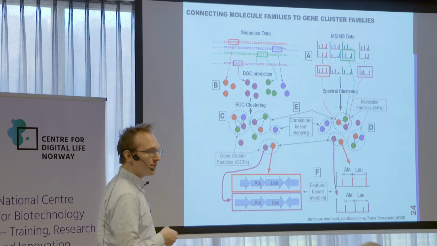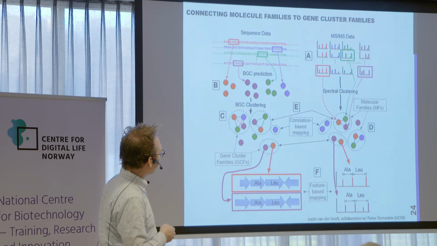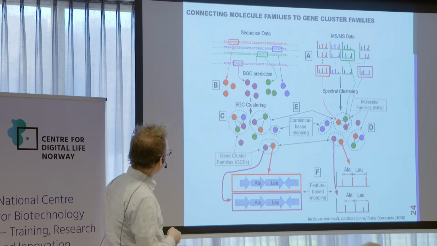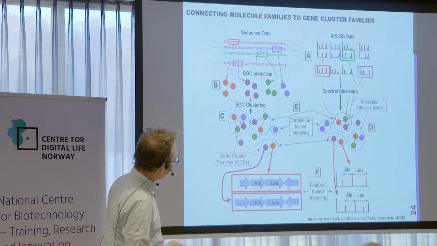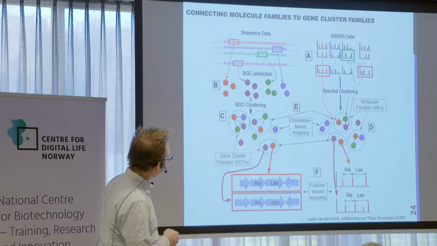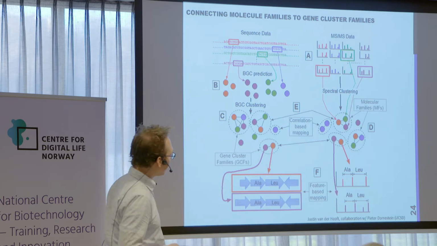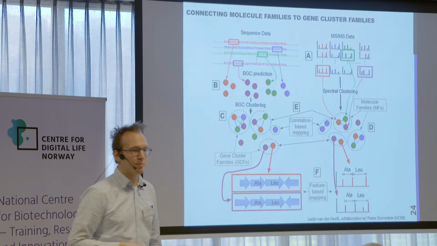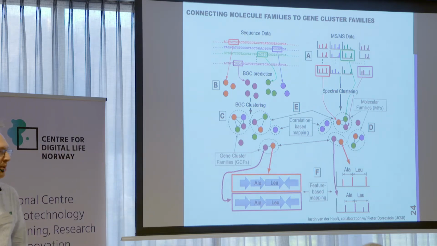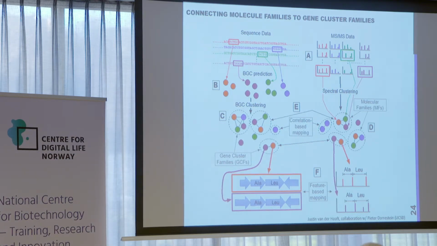The first is correlation, which is similar to what I've shown before, but then looking for correlation not between gene cluster families and specific mass peaks, but between gene cluster families and molecule families. And the second is feature-based mapping, in which you predict from the gene clusters certain chemical features that you can predict are going to be present in the products, and you try to link that with chemical features that you can predict based on, for example, fragmentation patterns and mass shift in the MS data. So this we call feature-based mapping. We're currently developing this technology.